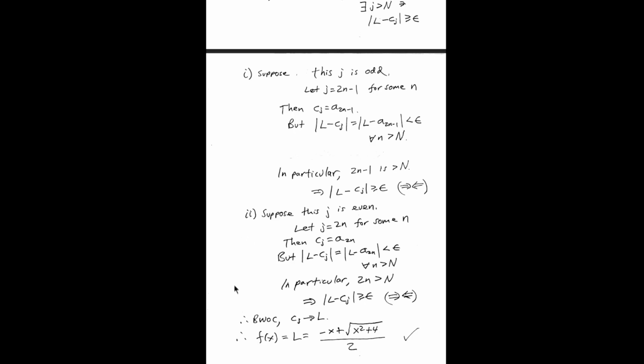Therefore, by way of contradiction, Cj must, in fact, approach capital L. Therefore, we finally can say that f of x equals L, which equals minus x plus the square root of x squared plus 4, all over 2.